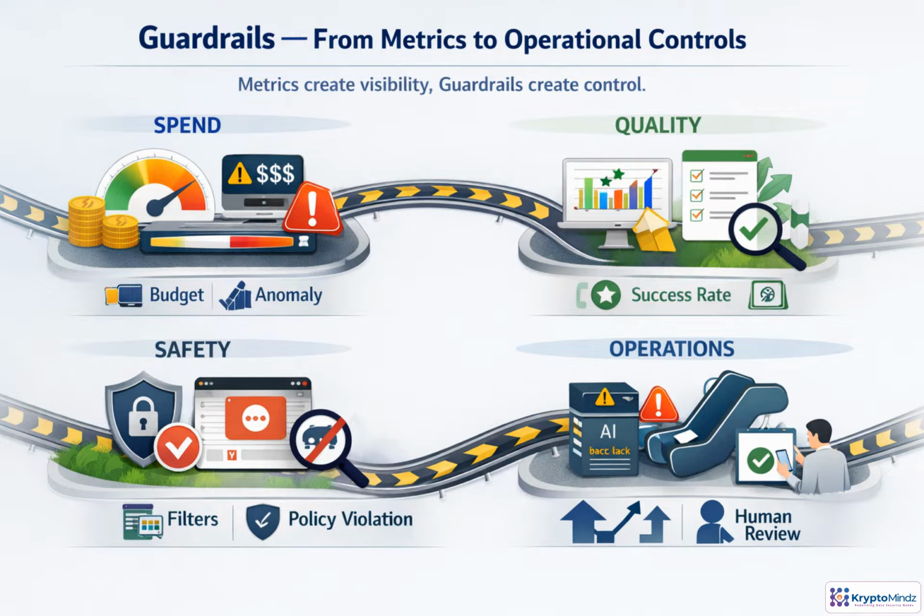Metrics tell you what is happening. Guardrails decide what the system is allowed to do next. The pattern is straightforward. Define the objective, choose the metric that represents risk, set a threshold, then attach an action.